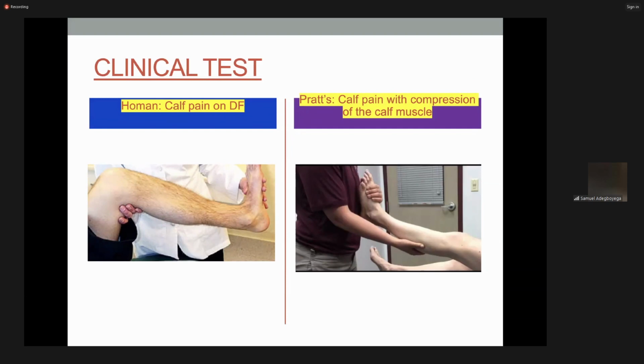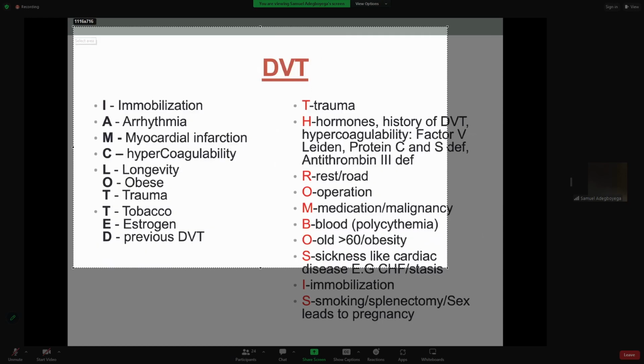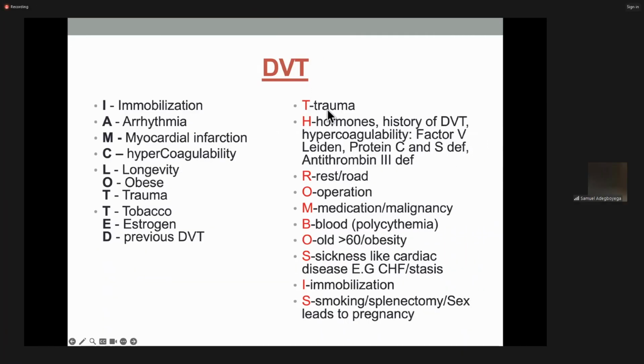So PC, compression of the calf. Pratt's compression of the calf, right? Whereby Homan is dorsiflexion. You have to know that, okay? Don't forget this. DVT: I AM CLOTTED, or thrombosis. I say it all the time, they love thrombosis on the board exam. They love it, and I love it too, because it's more challenging.